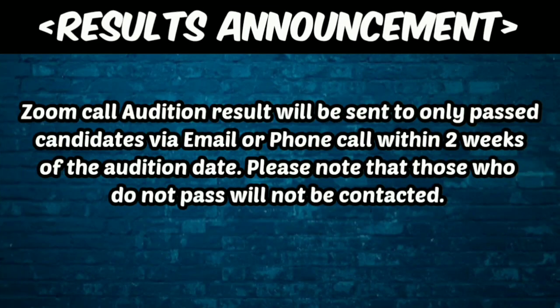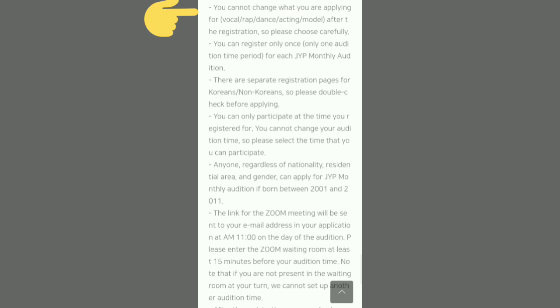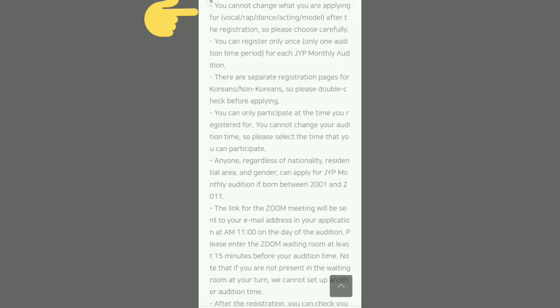Results announcement. Zoom call audition results will be sent to only passed candidates via email or phone call within 2 weeks of the audition date. Please note that those who don't pass will not be contacted. Some very important note points. You cannot change what you are applying for: vocal, rap, dance, acting, model after the registration, so please choose carefully.